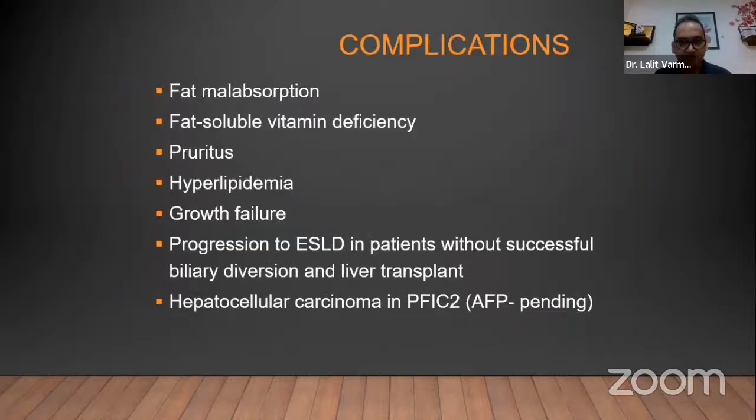Okay. So what are the complications of all this? While they're awaiting the liver transplant, while we are waiting for the genetic test, what can happen? Of course they have fat malabsorption. The fat soluble vitamins will be deficient in the form of A, D, E, and K. There's a lot of pruritus, whether it's allergies, whether it's PFIC. They can have hyperlipidemia. They have growth failure, and of course progression to end-stage liver disease. And definitely these are candidates for the liver transplant.